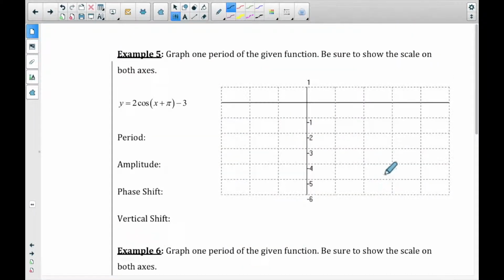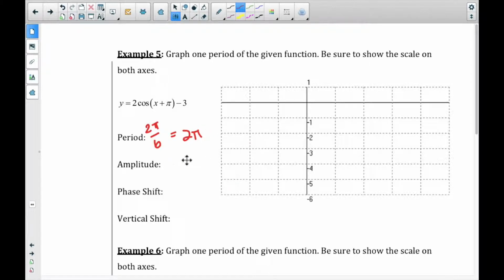Okay, on this example, I moved my axes over a little bit, and I have a little bit different graph paper, but that was just so that we can fit everything where we needed to fit. Because let's look at this and let's see what's going on. The period, we always take the period by finding 2 pi over b. In this case, our b is 1, and so our period is just 2 pi.